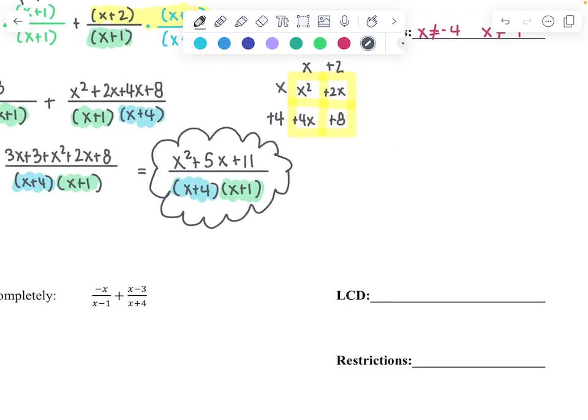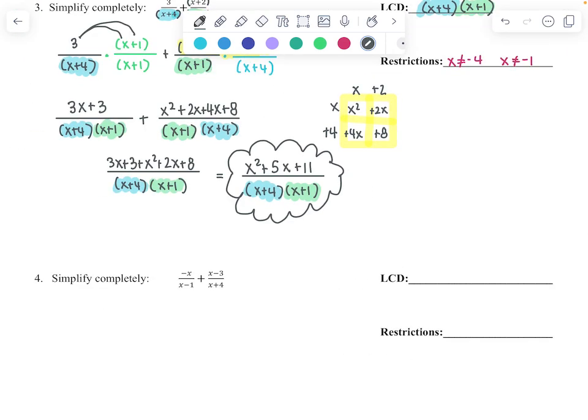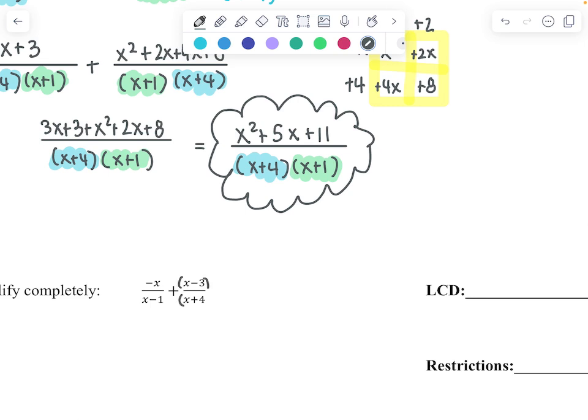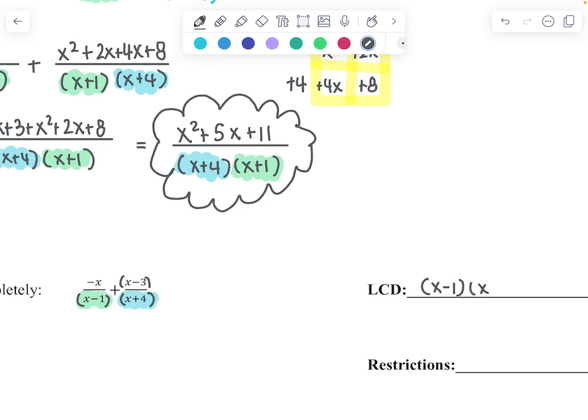All right, what you're going to do now is those same steps. You are going to put all your binomials in parentheses, identify your least common denominator. Again, they don't have anything in common. So our least common denominator is going to be x minus 1 times x plus 4, which means our x cannot equal 1 and x cannot equal negative 4 because that would make the denominator 0.